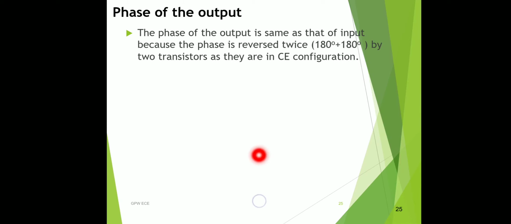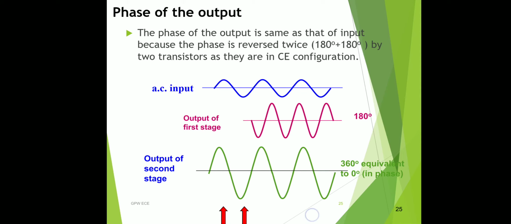See, whatever AC input we apply at the first stage, the output of the first stage has a 180 degrees difference with increased magnitude. This increased output of the first stage is connected to the second stage. Again there is a 180 degrees phase reversal with increased magnitude. That means in total 360 degrees, so it is in phase with the input signal.